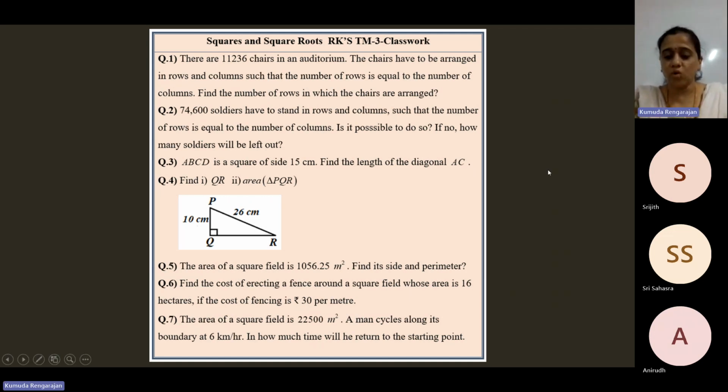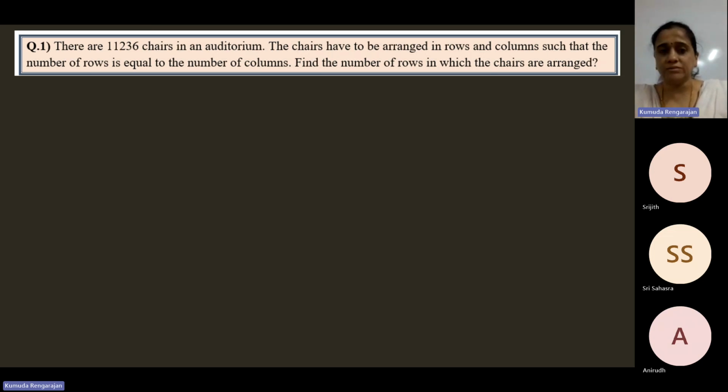As you're aware, we have opened up 2 chapters, squares and square roots, as well as cubes and cube roots. So today we will just see some situations where the concept of squares and square roots can be applied in real life. Look at this question. There are 11,236 chairs in an auditorium. The chairs have to be arranged in rows and columns such that the number of rows is equal to the number of columns. Find the number of rows in which the chairs are arranged.